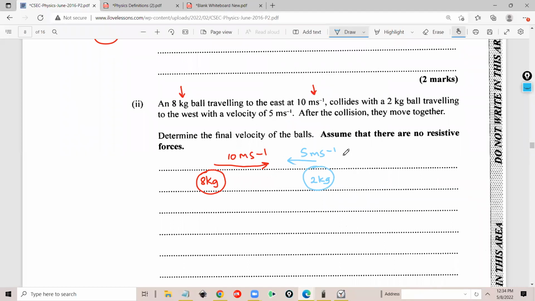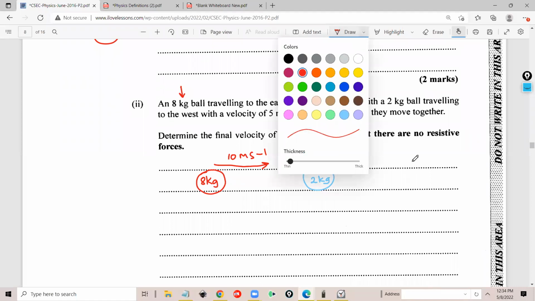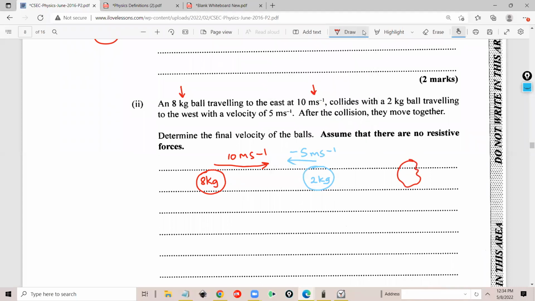Now remember, velocity and momentum are vector quantities. So we're going to have to assign signs to these velocities, right? We're going to choose east to be positive. So we're going to put this as positive 10. And since the other ball is going in the complete opposite direction, I'm going to put -5 as the velocity. Now, after the collision, both of them combine, apparently. They smash into each other.